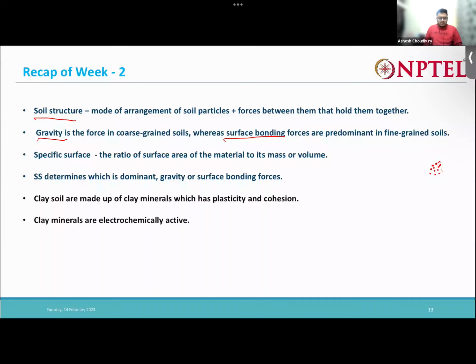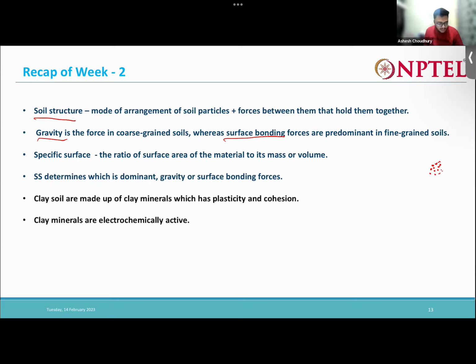Now the clay soils are fine grained soils, correct? So there our surface bonding forces are predominant. Clay soils are made up of certain clay minerals. These clay minerals have plasticity and cohesion. Plasticity, you already know: if you take a clay, you can mold it in any shape. So that property is plasticity. And what is cohesion? Cohesion means the force which binds two particles; cohesive forces means between similar kinds of particles. And what is adhesion? Adhesion is force between dissimilar kinds of particles.